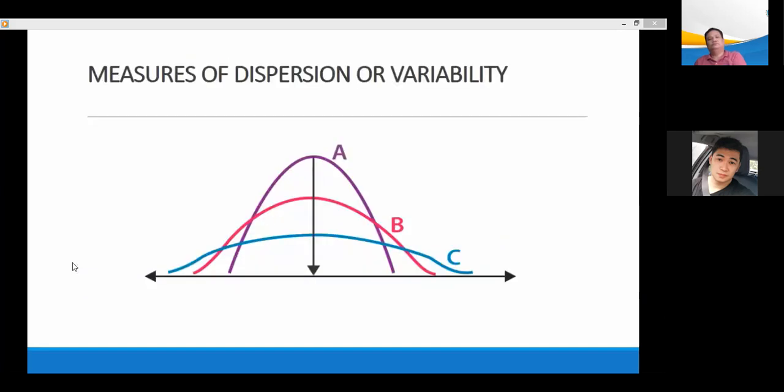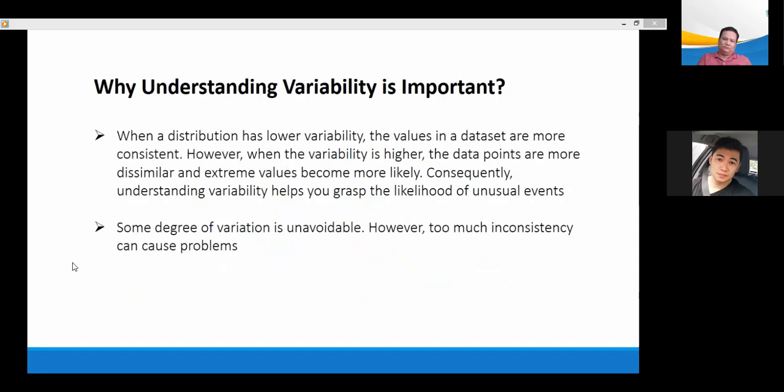Our next topic is measures of dispersion or variability. Why understanding variability is important. Let us take a step back and first get a handle on why understanding variability is so essential. Analysts frequently use the mean to summarize the center of a population or a process. While the mean is relevant, people often react to variability even more.